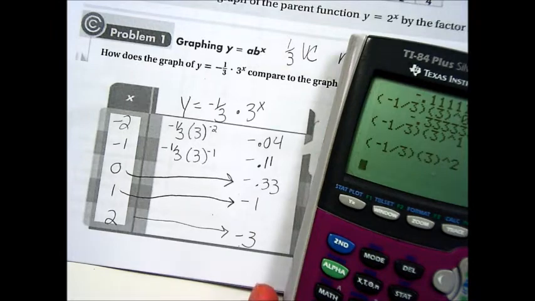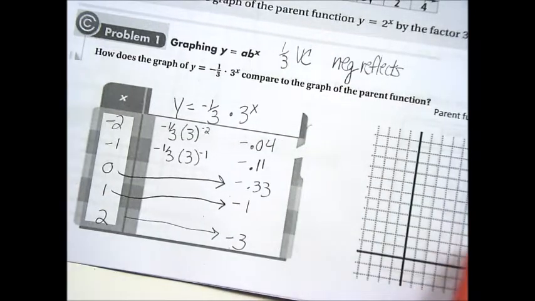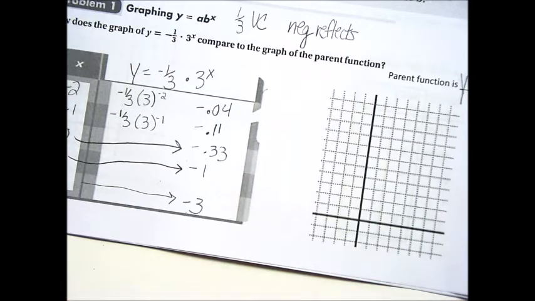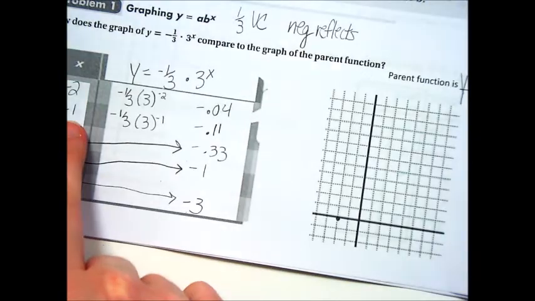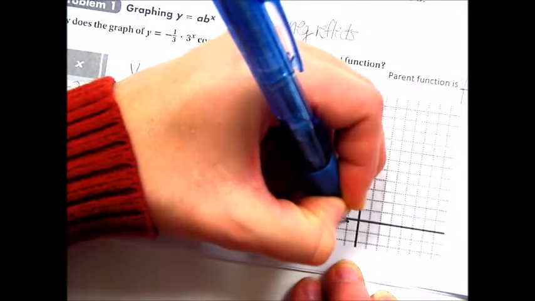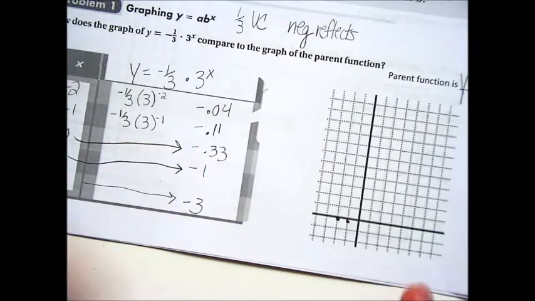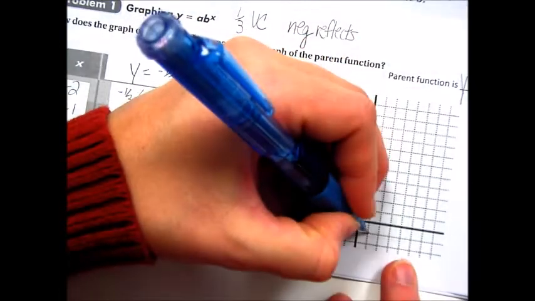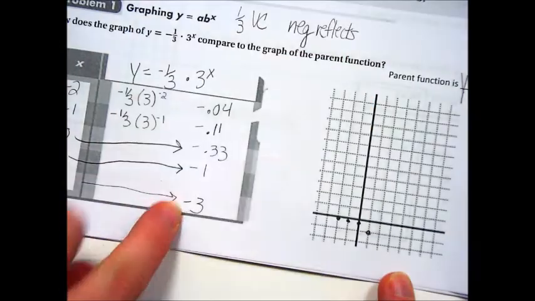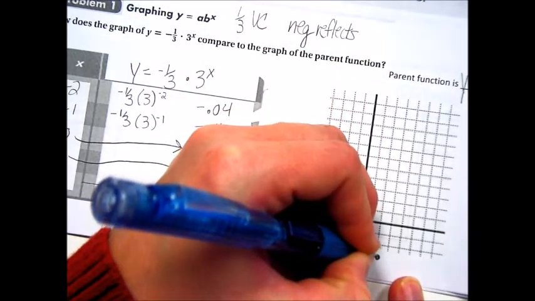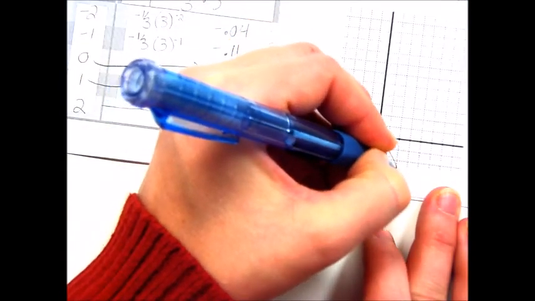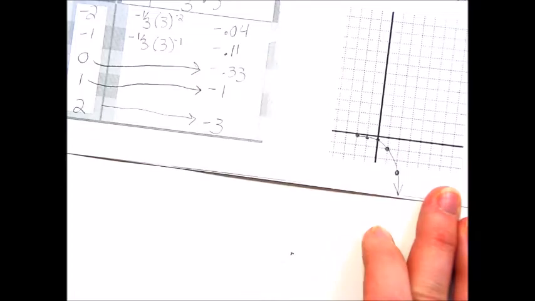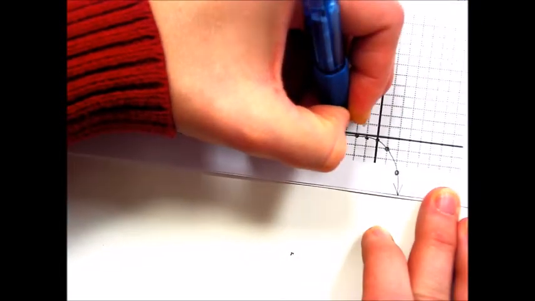Okay, let's plot those points. -2 and -0.04 is going to go left and down just a tiny bit. The -1 is going to go left and down again just a tiny bit. Then 0 and -0.33 is down just a little bit more, still very tiny. And 1, -1, right and down. Then 2, -3, right and down. You can see the exponential function starting to come together. We have that J-looking function, and it's going to start decreasing very quickly, and this will approach the x-axis.